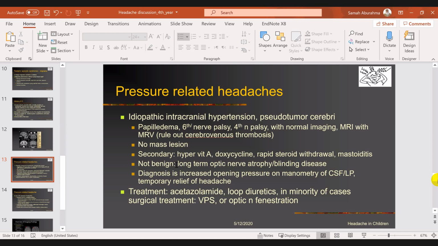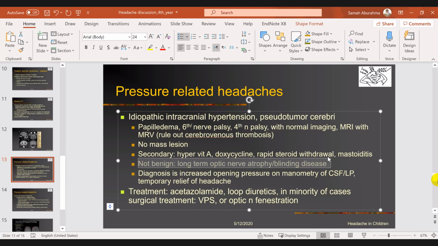It is not a benign condition. زمان, we used to call it benign intracranial hypertension. However, now we call it idiopathic intracranial hypertension, لأنه prolonged papilledema can lead to optic nerve atrophy and blindness, okay? So diagnosis is very important.